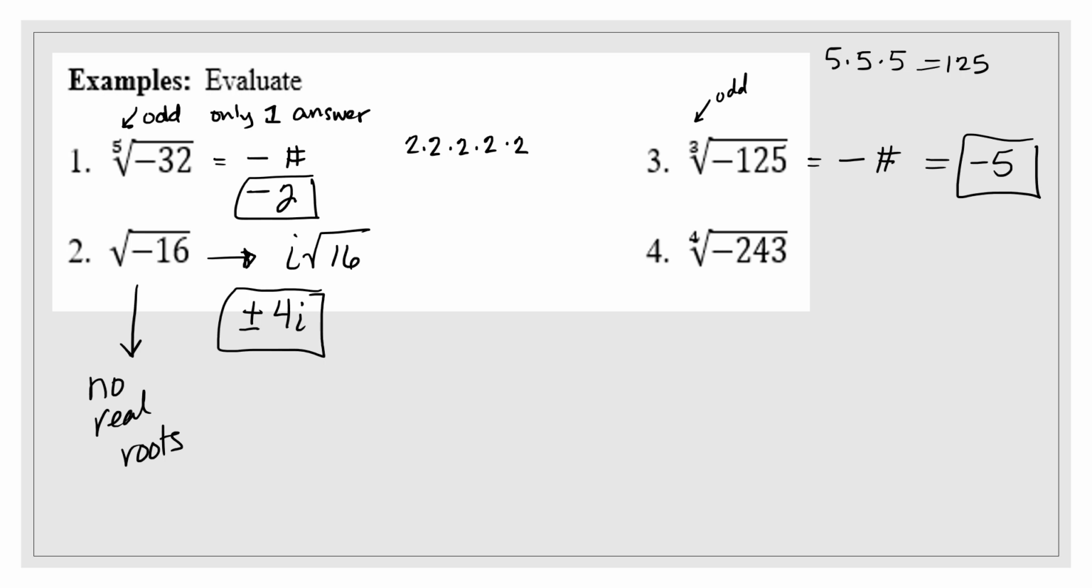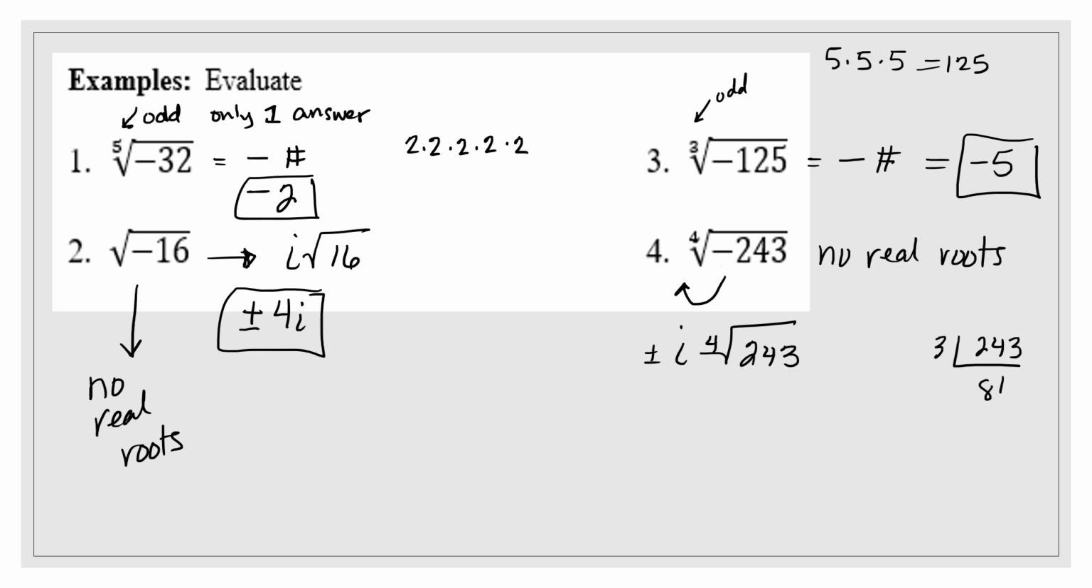Good job. And the 4th root of negative 243. Okay, again, it's got the negative, so there are no real roots, but we can simplify to get imaginaries. So let's factor out that negative sign first with an imaginary, both plus and minus, and then we're going to look at the 4th root of positive 243. That's definitely going to be divisible by 3. So 3 goes into 243 81 times. 81 is 9 times 9, and 9s are divisible by 3, so I'll do 3 times a 27.